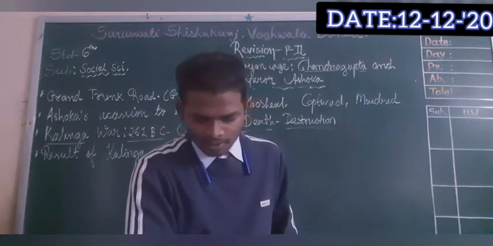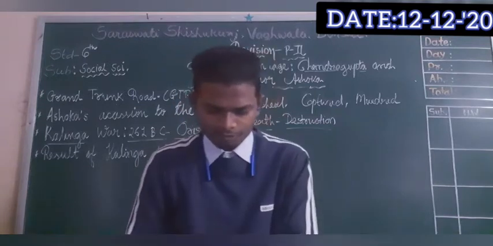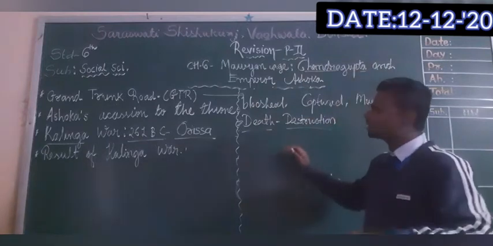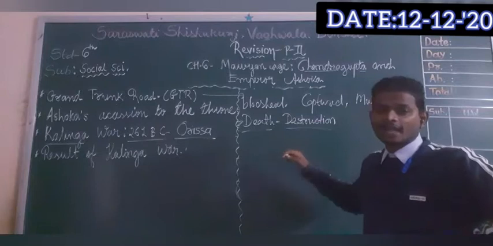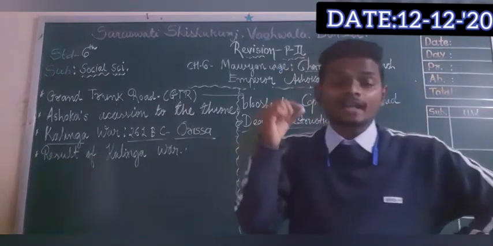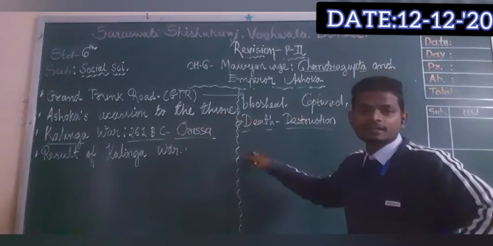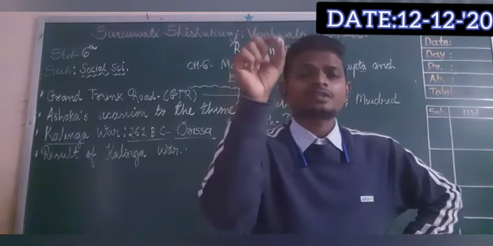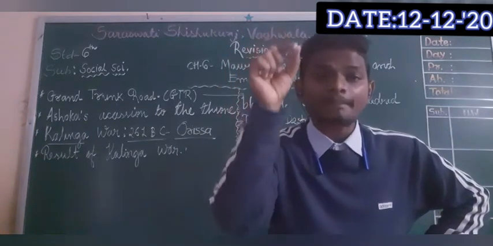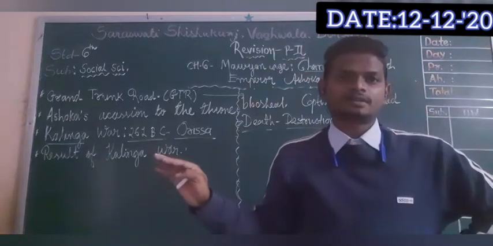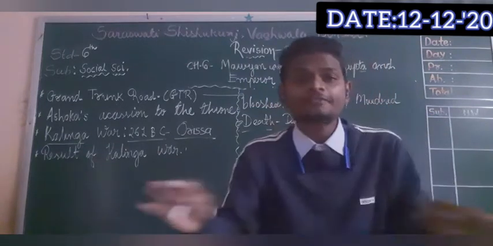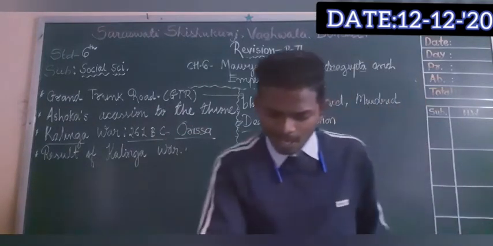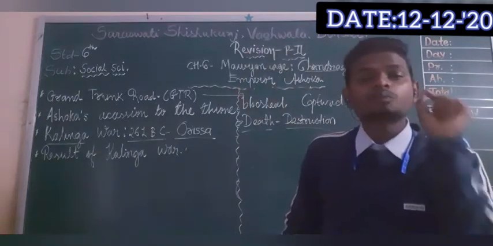And he became the first monarch in world history to abandon the path of war and violence. After he observed all these things, my dear students, his life changed. After the war of Kalinga, it is believed that he was the first king, the first emperor who abandoned, for a lifetime, the path of war and violence.